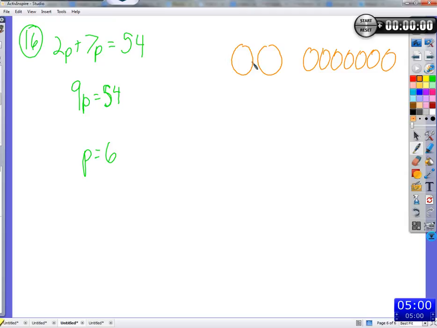Right? So there's two groups of one P. There's a P and there's a P. And there's seven groups of one P. That's P. There's another one. Another one. And all together, there's nine of them. We're just collecting like terms. Just putting them all in one spot and calling it nine. Okay. So P is equal to six.